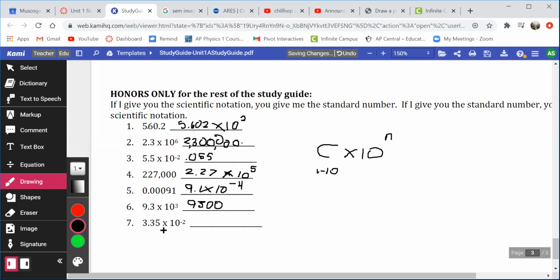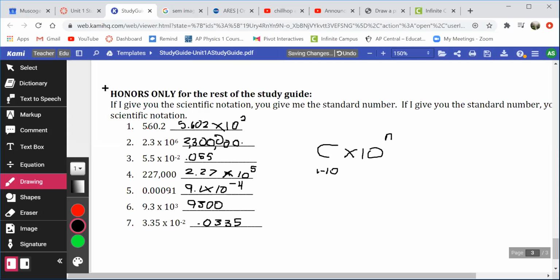And then last but not least, this time literally not least, 0.0335. There we go. I'm going to move that decimal to the left 2 times because of this -2. Hopefully this now makes sense.